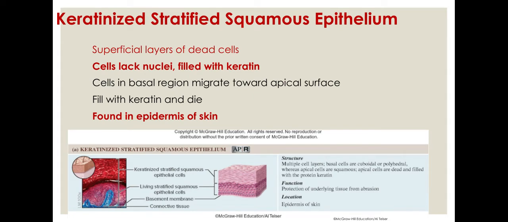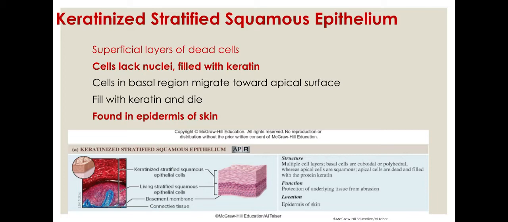Okay, let's talk about this keratinized part. Keratinized just means that the uppermost superficial layers are dead. And that is okay because instead of having a nucleus in those cells, they are filled in with keratin. Keratin, we know, is a type of protein that keeps a structure, and it has a fibrous or string-like structure providing support to the cell.